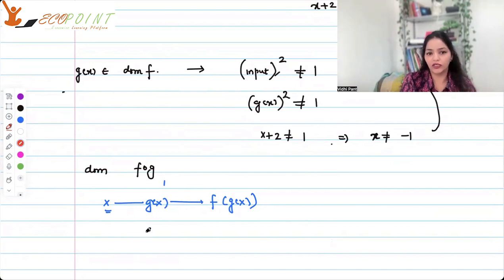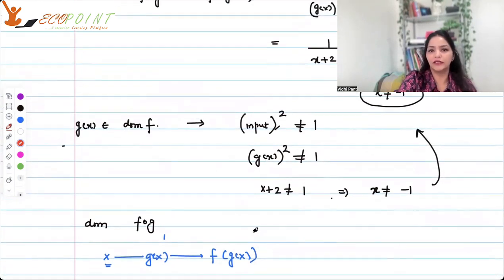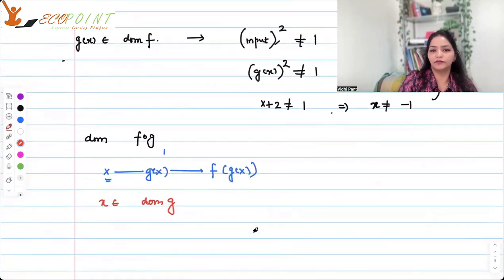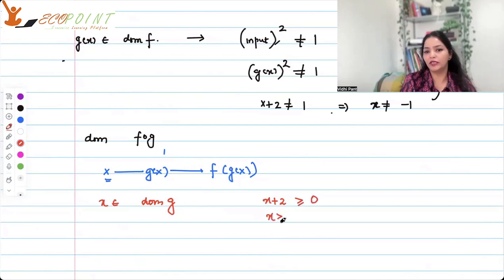But yeah, the condition is that x should be in the domain of g. And the domain of g has one restriction. g is basically the square root of x plus 2, so x plus 2 should be greater than or equal to 0. That means x should be greater than or equal to minus 2.